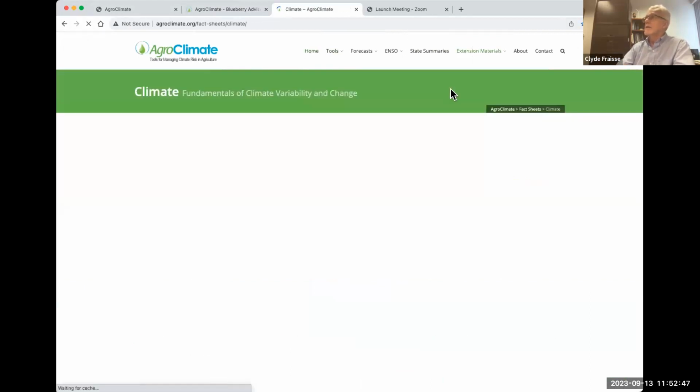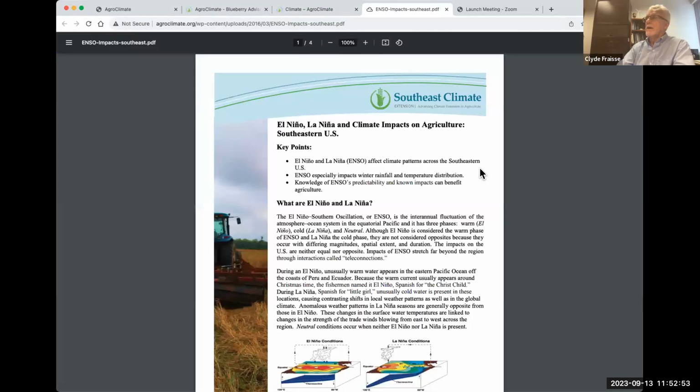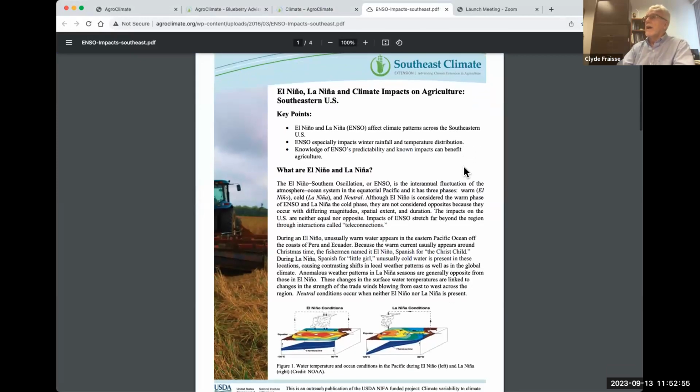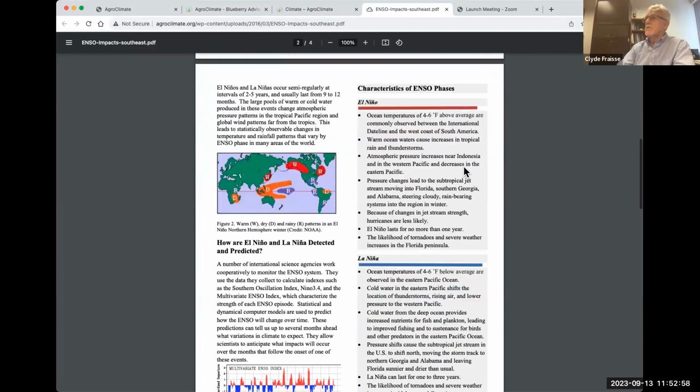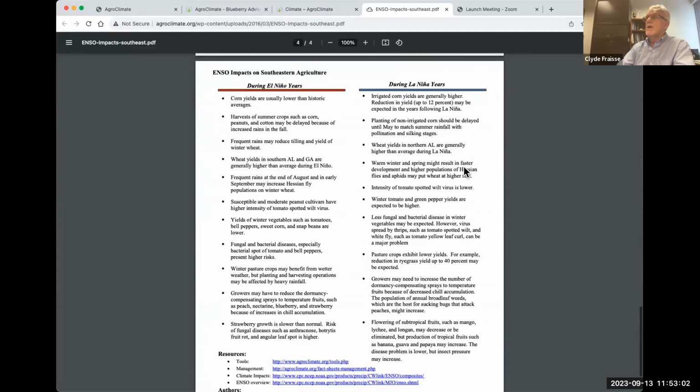One last thing, perhaps the extension materials, like I mentioned. If you want to look at the potential effects of El Nino on agriculture, we do have some information there, if it's a La Nina, if it is an El Nino. During El Nino years you may have some interesting observations here.